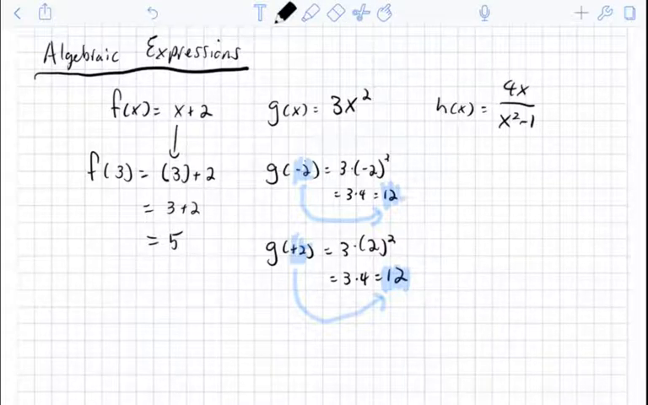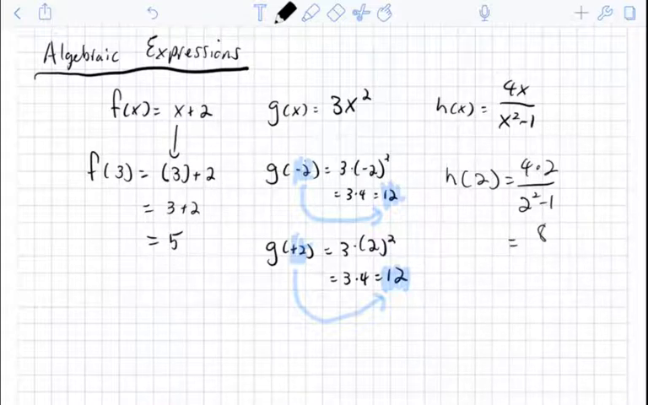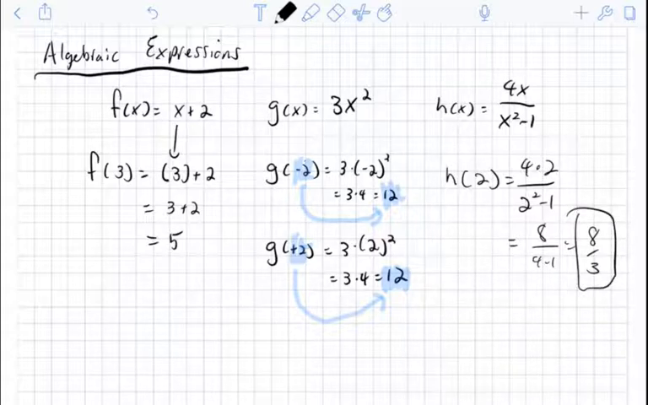Here you go. h of 2 is equal to 4 times 2 divided by 2 squared minus 1, so that's 8 over 4 minus 1, so that's 8 over 3. Okay? And you just plug it in like normal. So we've been talking about when something isn't a function, and frankly, it's really difficult to represent things that aren't functions as algebraic expressions, especially polynomials and rationals. Polynomials and rationals are pretty much always functions.